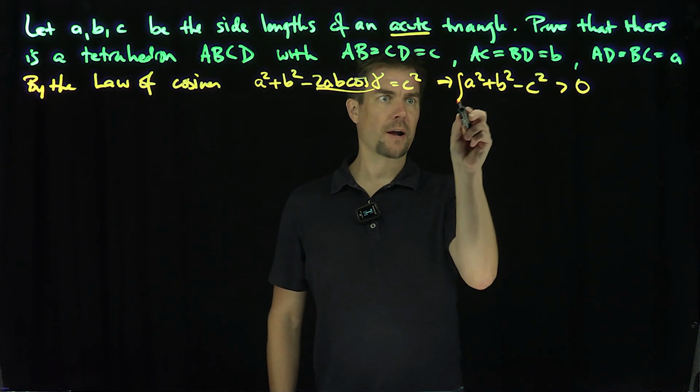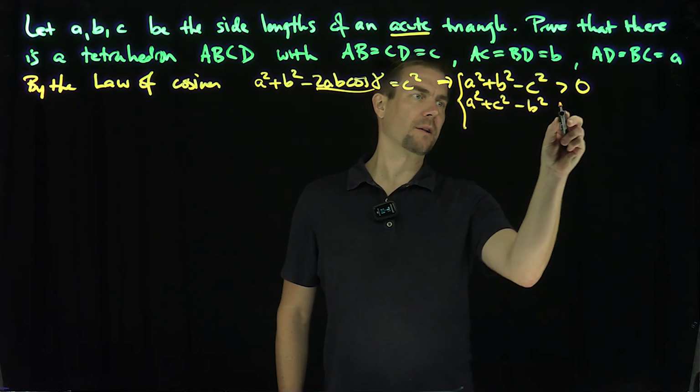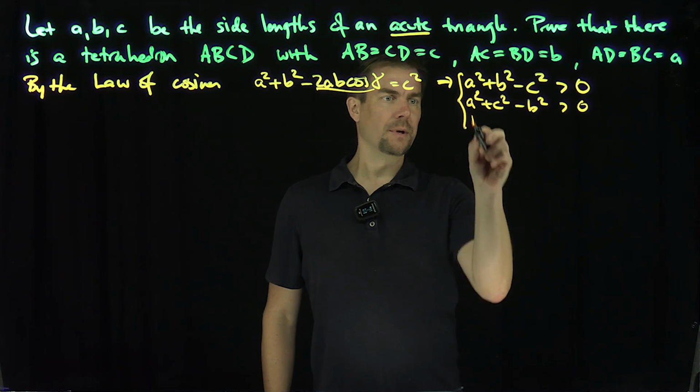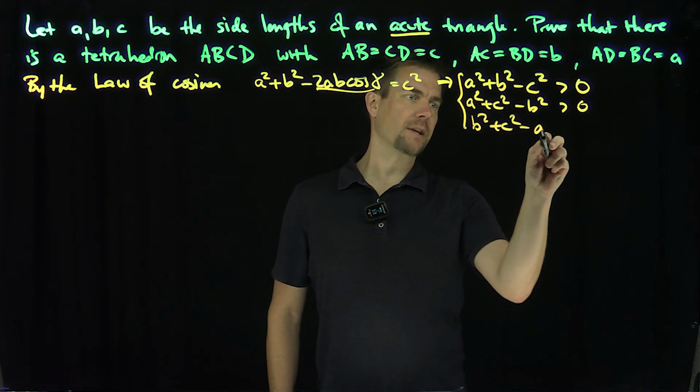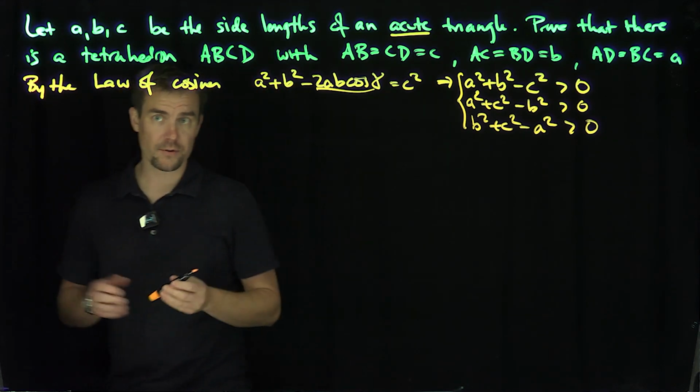And I can cycle these, so I get three things from this. I get a squared plus c squared minus b squared is greater than 0, and I get b squared plus c squared minus a squared is greater than 0. That just comes from the fact that it's an acute triangle. That's nothing more than just the law of cosines.